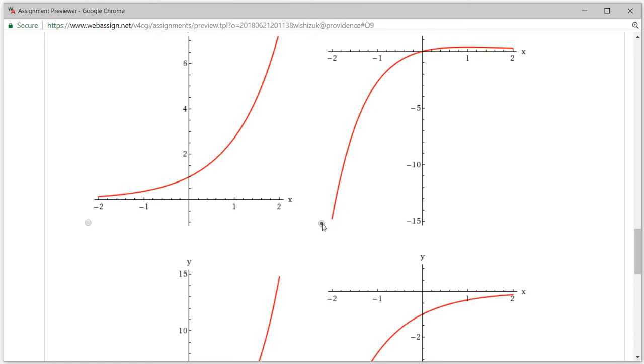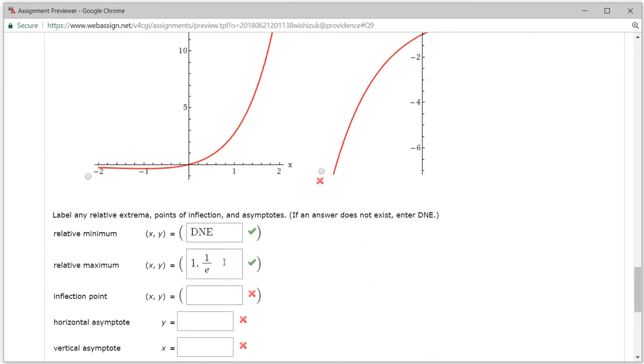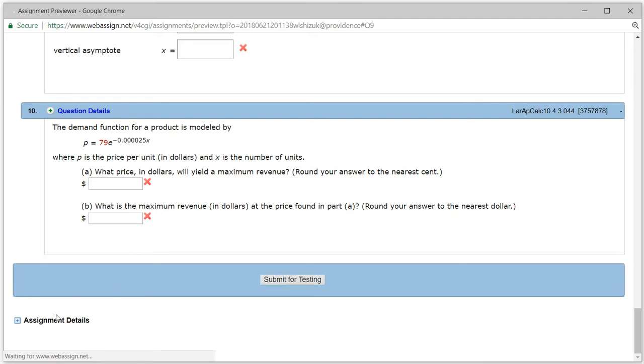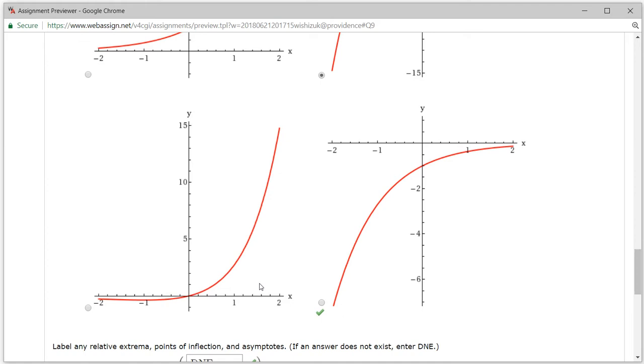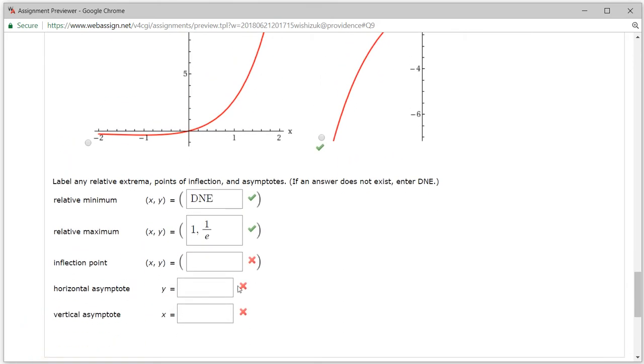So this is going to be the correct picture. All right, so I'm going to just go ahead and check the answer. Submit for testing. All right, it came back. Looks like we got this one correctly. All right, so let's find the inflection points and asymptotes.